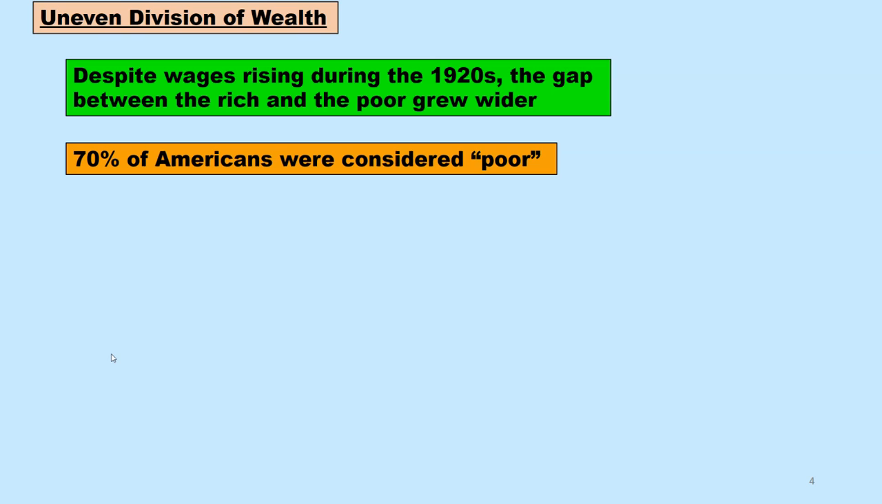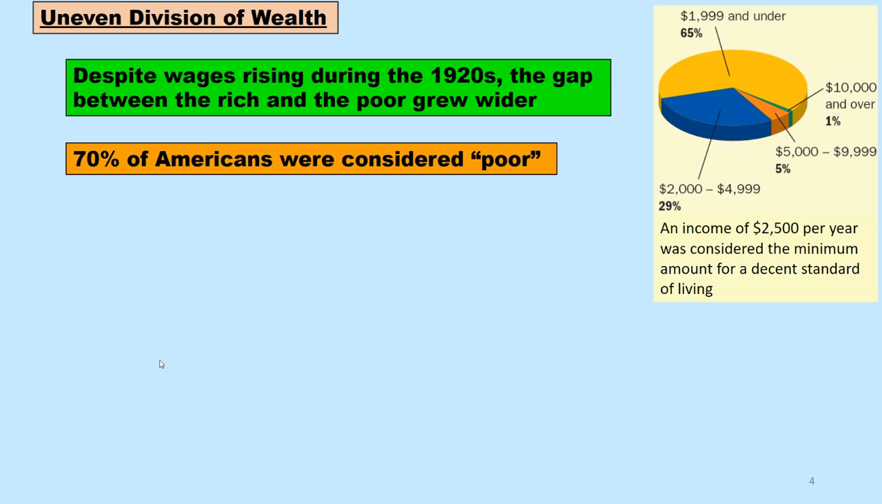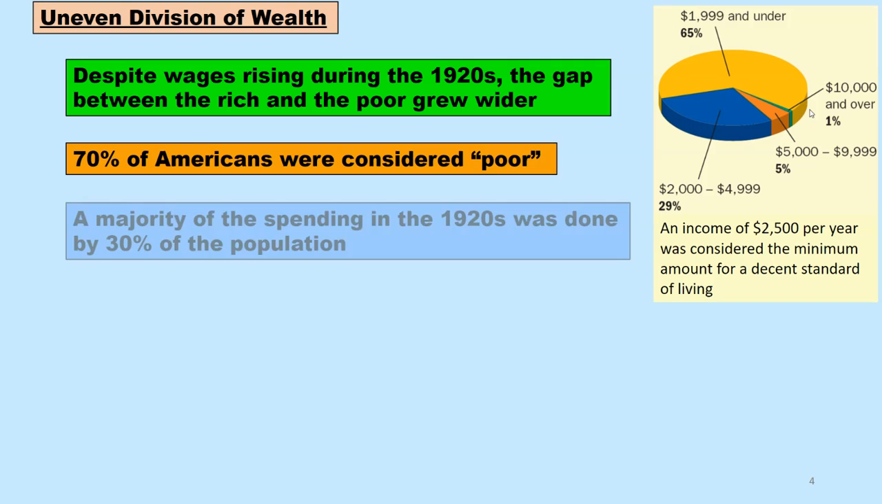70% of Americans are considered poor, meaning that they make less than the poverty line. And here you can see this, okay? An income of $2,500 per year is considered the minimum amount for a decent standard of living. So we have way less than that, right? 65% are making $2,000 and under. Okay, so you're really not seeing a large proportion that is living the good life. It's only 1% that's making over 10 grand a year. Okay, so this is showing you that division of wealth.